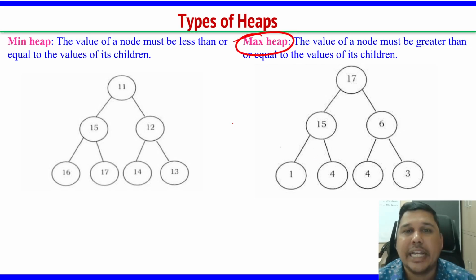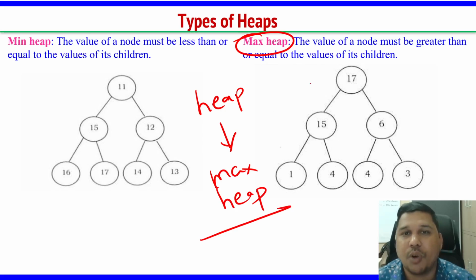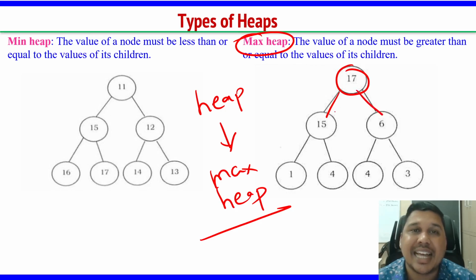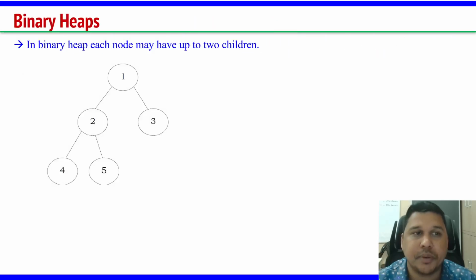The standard widely used is max heap. From now onwards, heap remains max heap only. By default it is max heap. Always the maximum element is at the root, and its children are lesser than this root. This is applicable for every node in the tree. This is about max heap and min heap.